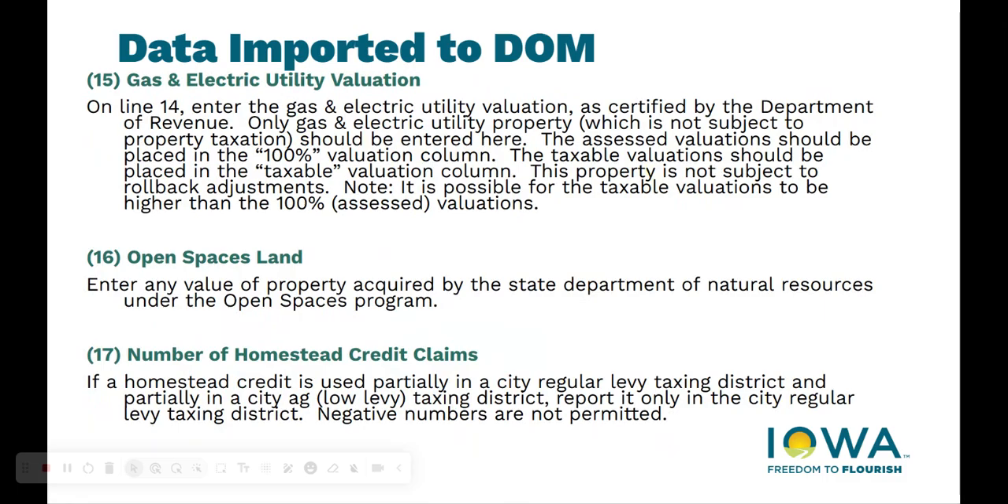Line 15 is the gas and electric valuation. So that's the value that's reported to you by Department of Revenue. And you're going to plug those values in. The assessed values are in the 100% column, and there's taxable values in the taxable column. Those aren't the same numbers.